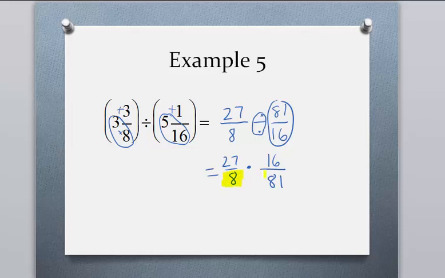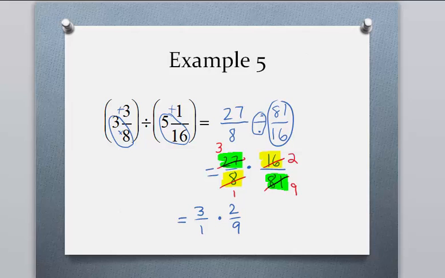I think 8 and 16 have a factor of 8 in common, so I can divide those. 8 goes into 8 one time, 8 goes into 16 two times. And then when I look at the other ones, 27 and 81, I notice a 9 divides into both of those. So 9 goes into 27 3 times, and 9 goes into 81 9 times. So now I've got 3 over 1 times 2 over 9.